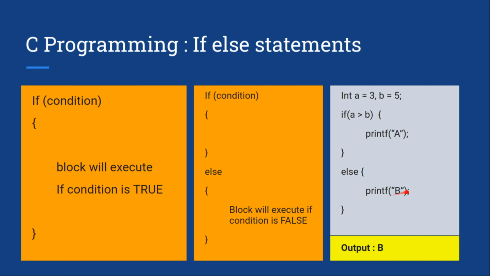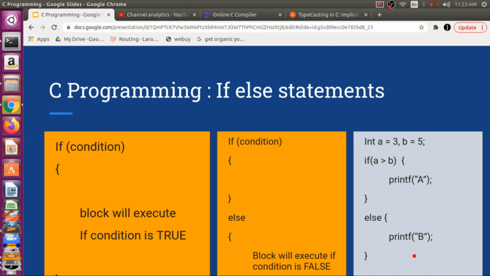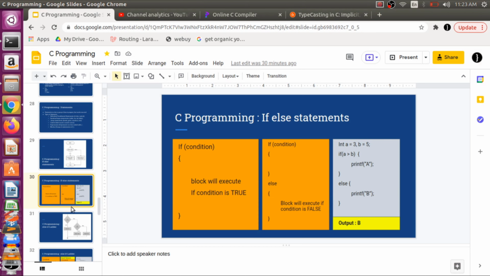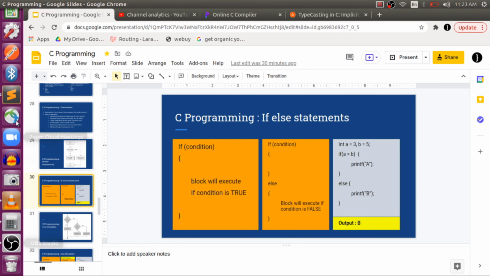Right now we have written only one line here for understanding. So that is the reason we will get the output B. That is the simple logic of the if and else statement. If you have any query or question, you can comment in the comment box, and let's run a program related to if else.